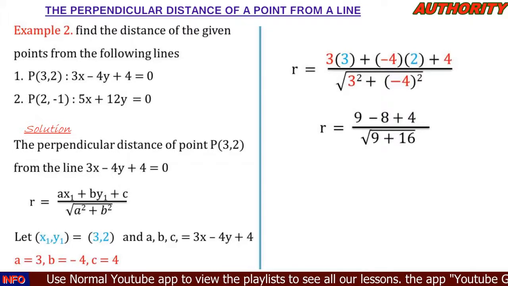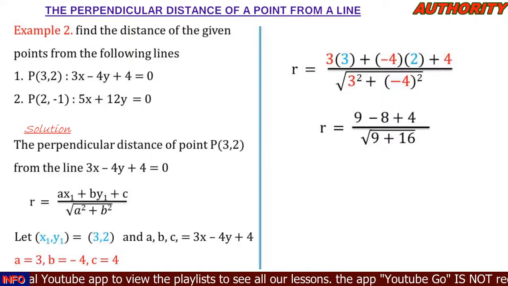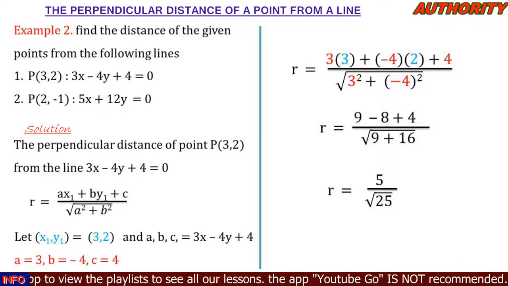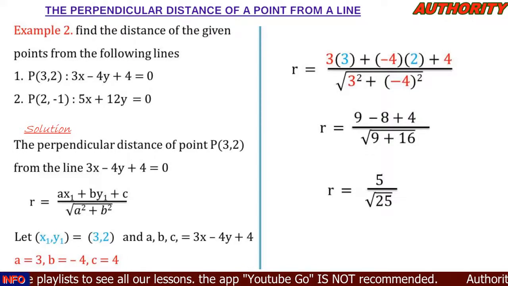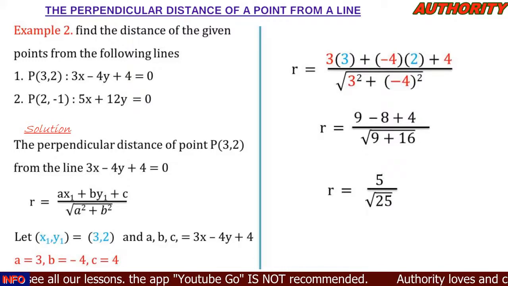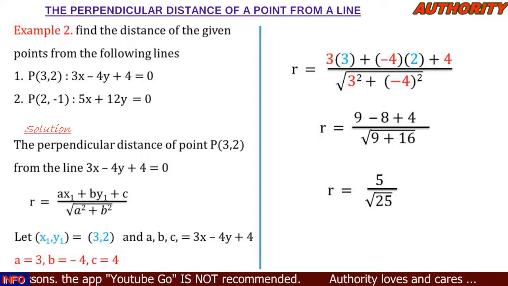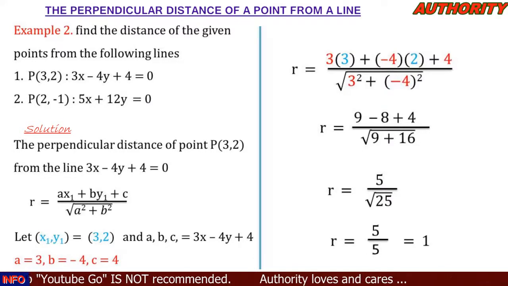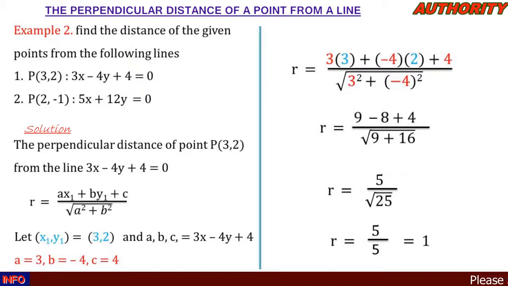So here we have 9 minus 8 plus 4, which is equal to 5, all over square root of 9 plus 16 is equal to 25. So we have square root of 25, which is equal to 5. Here we have 5 all over 5, or 5 divided by 5, is equal to 1. So the perpendicular distance of the point 3 comma 2 from the line 3x minus 4y plus 4 equal to 0 is giving us 1.